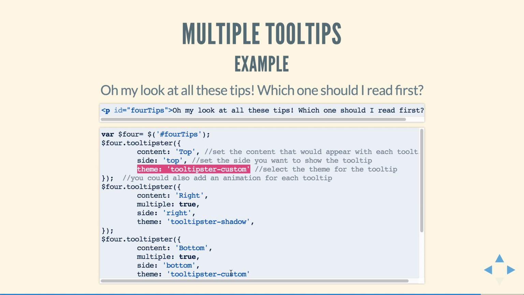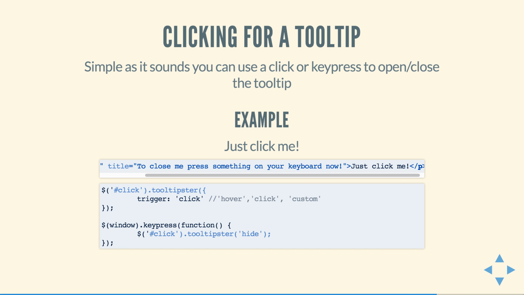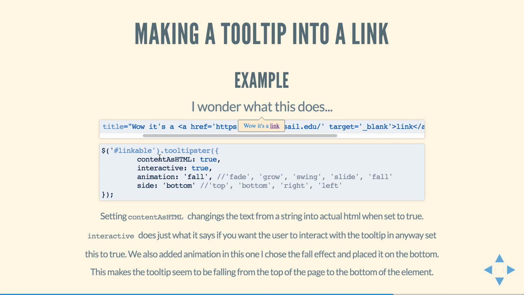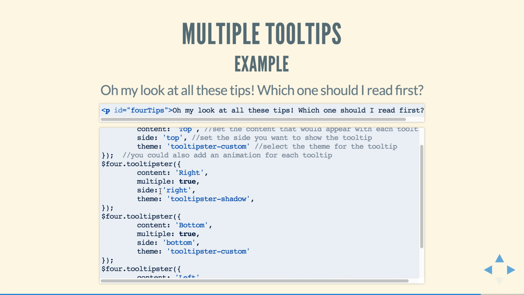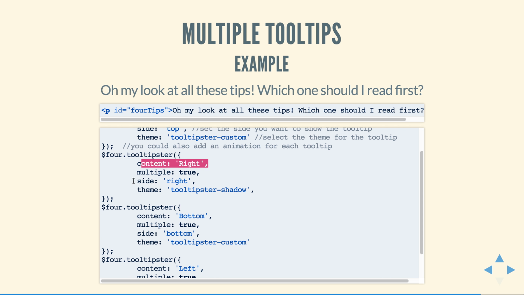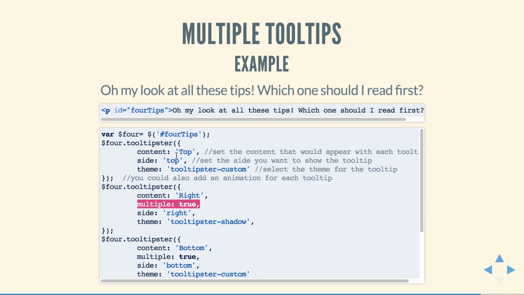I can give them all different themes. I can give them all the same theme. And just like the previous example where we used an animation, I can do that as well. All I would do is add animation, and maybe I wanted the top one to swing in. I do animation swing, and then it comes down and it would swing in. But if you notice, this is all the same for each of them: content, side, theme, I put shadow. The only difference here is after the first tooltip, you want to set multiple to true because you have multiple tooltips. So that way it's not just overlapping.